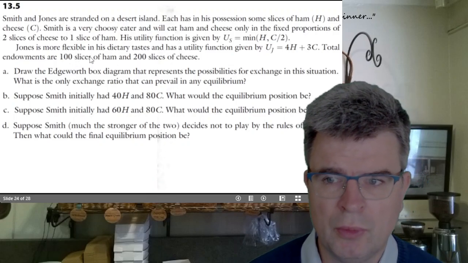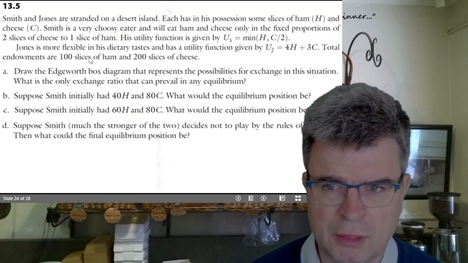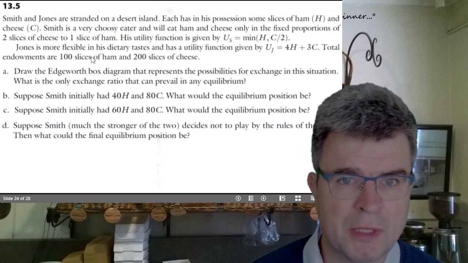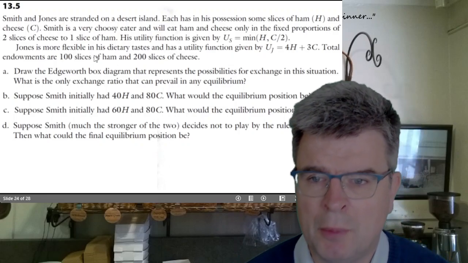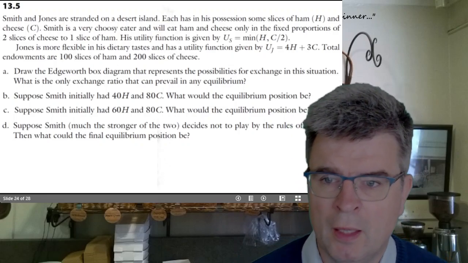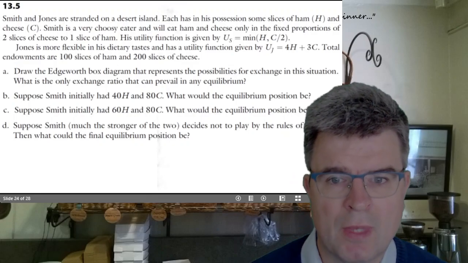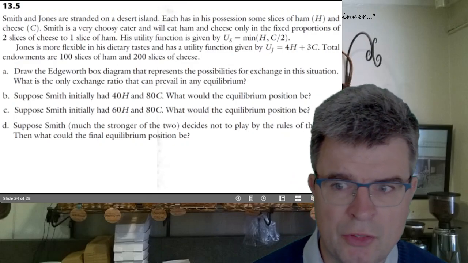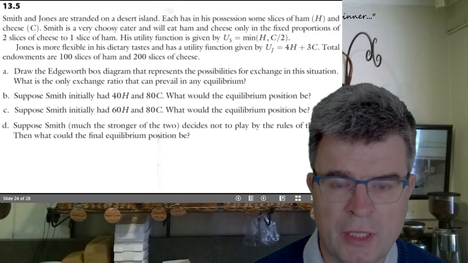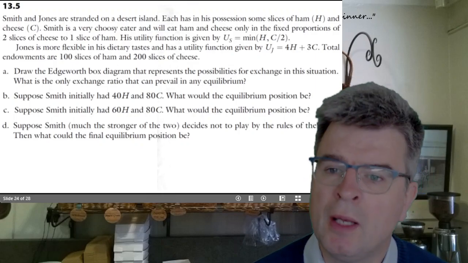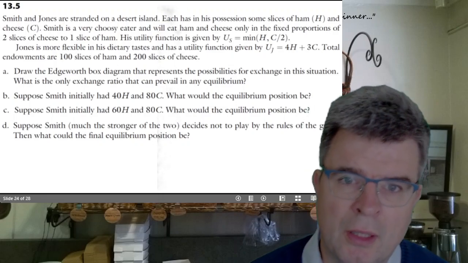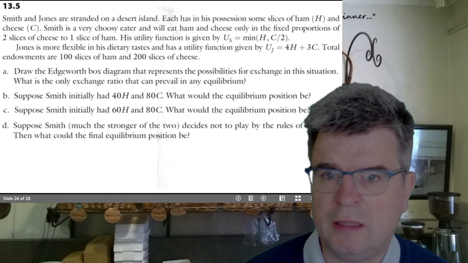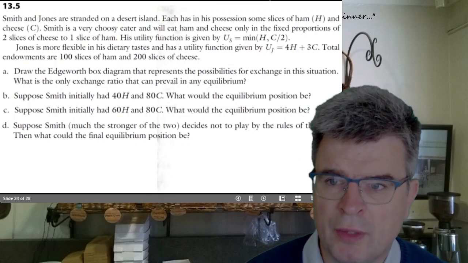What we need to do is to draw an Edgeworth box in A, representing all the possibilities in which they can allocate the cheese and ham among each other. And in B, we start with an initial endowment of each, and what would then be the equilibrium. The same in question C. And then there's a bonus question D. So let's start out with A.